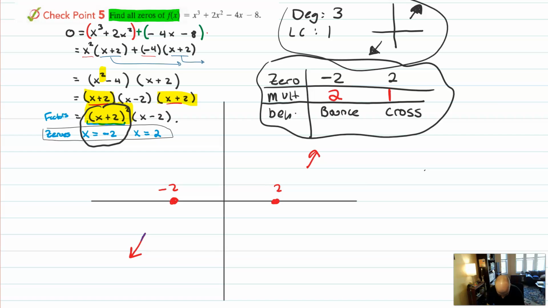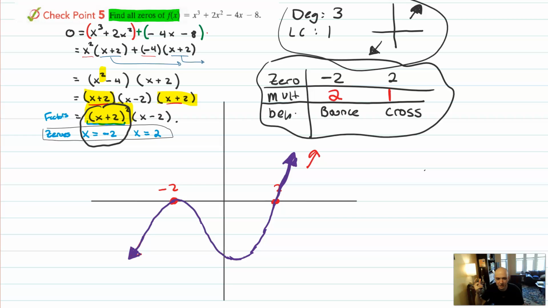But I'm bouncing at -2. So I hit -2 and then I turn around without crossing the axis, bounce down. Smooth polynomial turns around somewhere. Again, don't worry about getting that turning point precise. Comes up, approaches the zero at 2, and crosses right on through the axis. And my end behaviors match with the degree and the leading coefficient. So this is, again, a pretty good estimation of the graph of that polynomial.